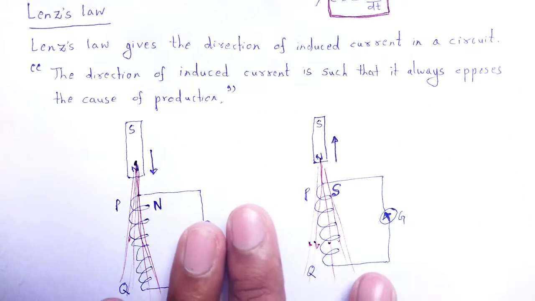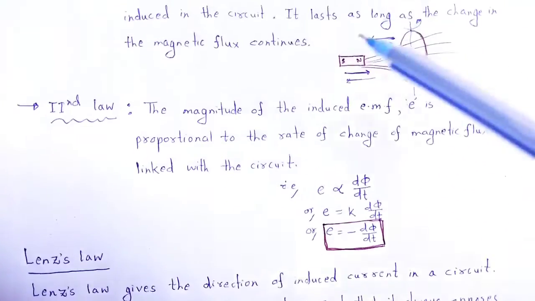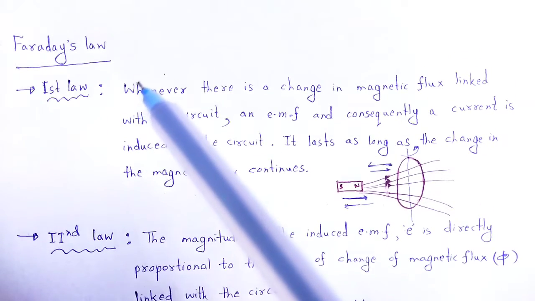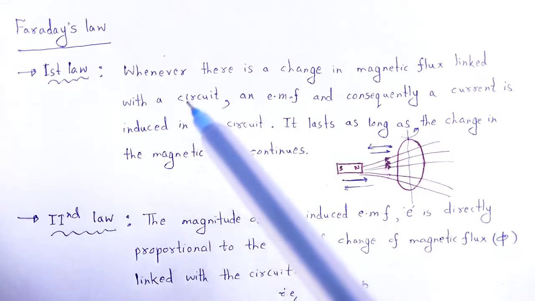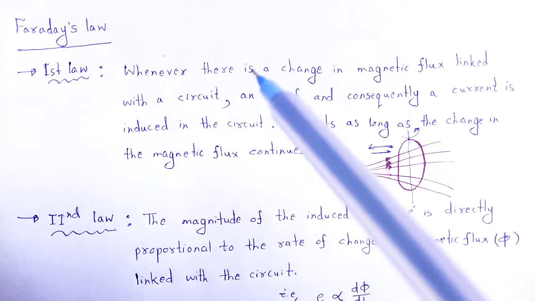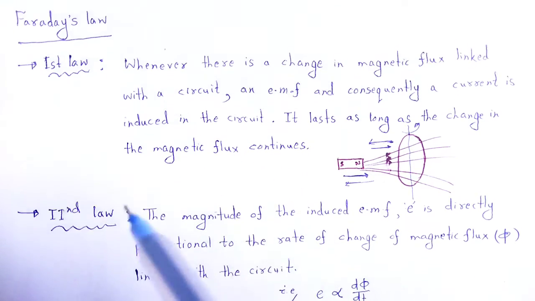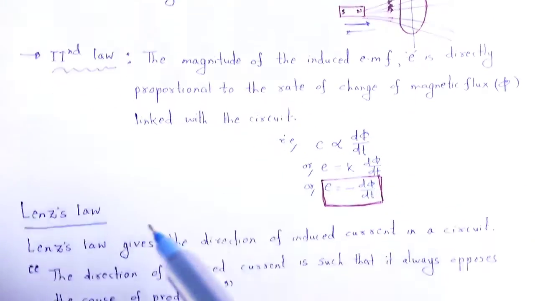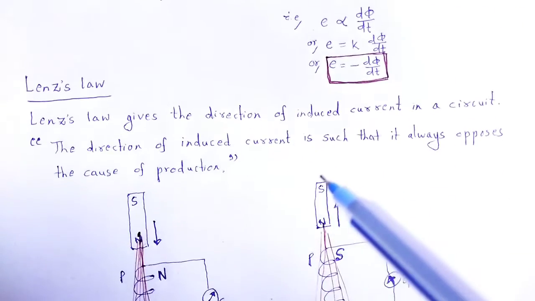This is all about electromagnetic induction, Faraday's law of electromagnetic induction. First law, the cause of electromagnetic induced current. Second law, its magnitude. Lenz's law gives the direction of the induced current.